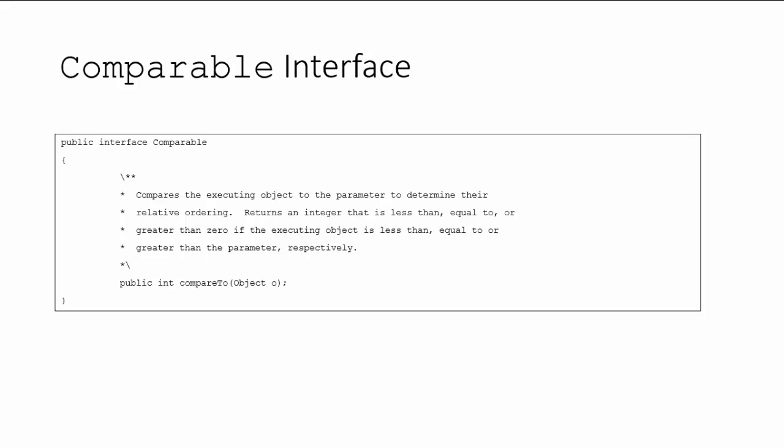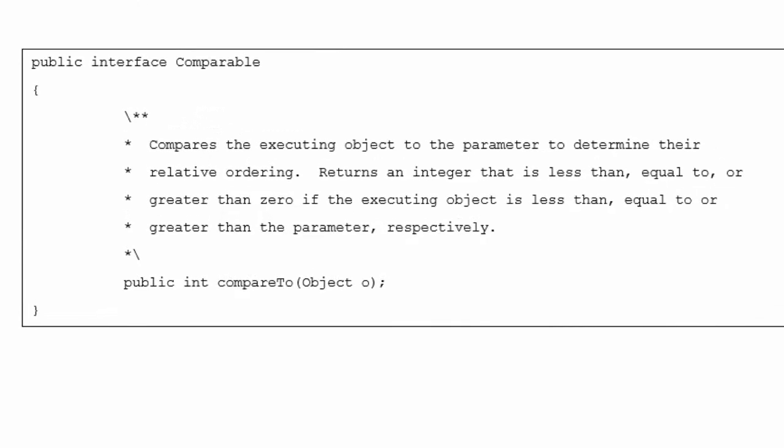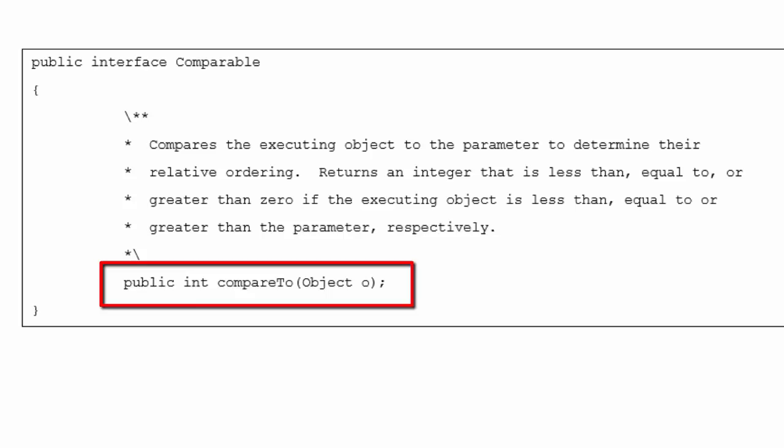In the interface tutorial, you learned interfaces are used to force classes to adhere to specific guidelines. Interfaces act as a contract. A common interface in Java is the comparable interface. This interface has only one abstract method, compareTo, which accepts an object parameter and returns an int value of 0 if the objects are equal, a positive number if the executing object is greater than the passed object, and a negative number if it is less.